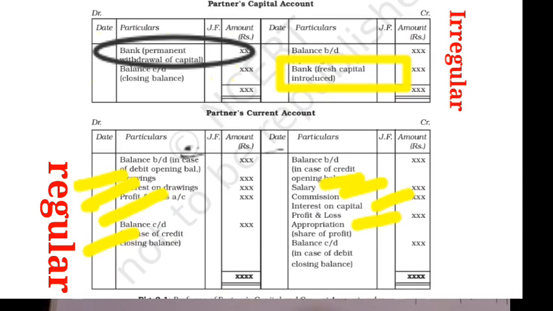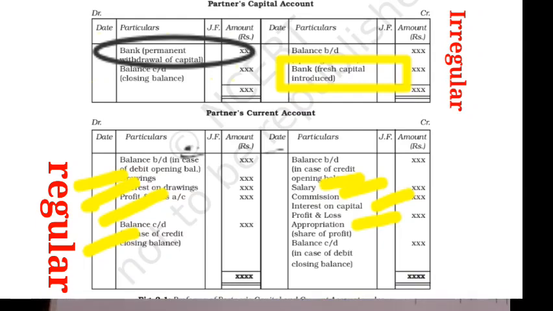Sir, in fluctuating capital, whatever we were writing, we will write here also, but we will bifurcate, we will segregate the items into two different accounts. One is capital account, another is current account. Sir, what will we write in current account? All regular items. Interest on capital we used to write. Yes, sir, we'll write here in current account.